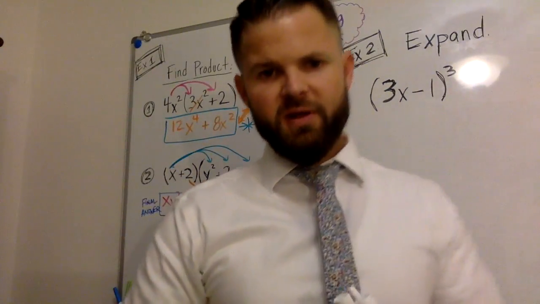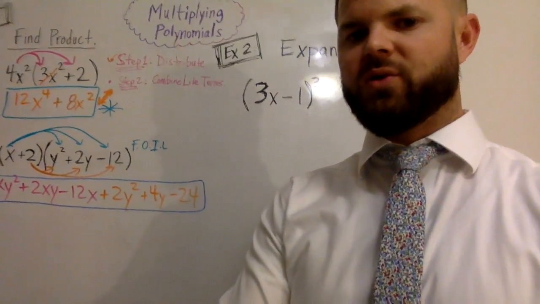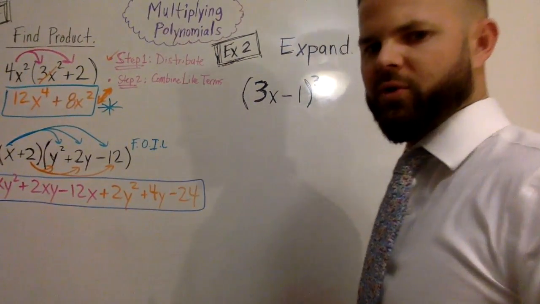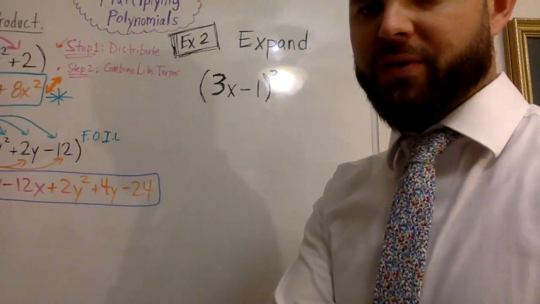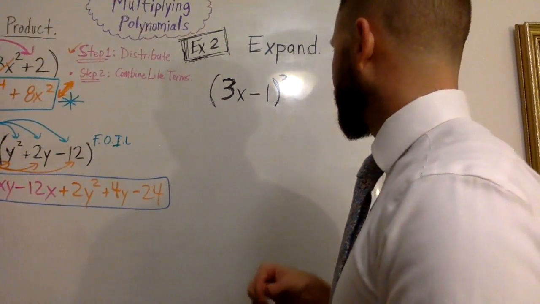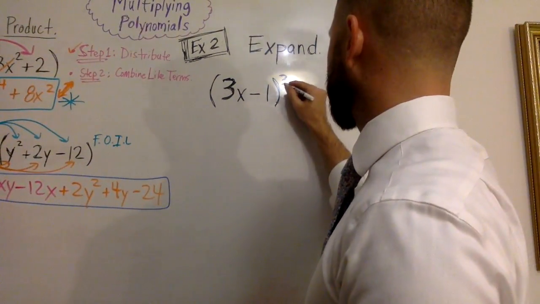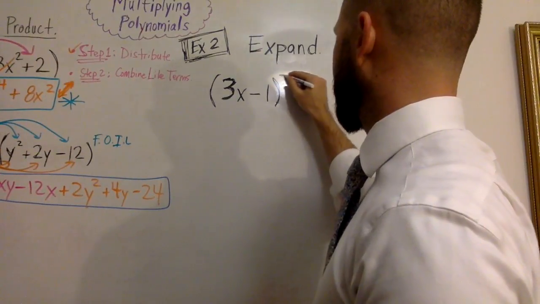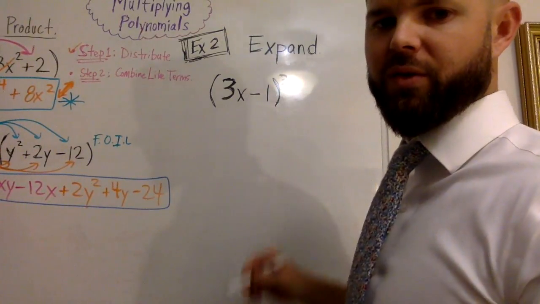All right. So last but not least, you're going to stumble upon one of these in your homework. It's called an expansion problem, and it's going to be, I apologize about the glare. That's actually a 3. So this is 3x minus 1 to the power of 3. 3x minus 1 to the third.